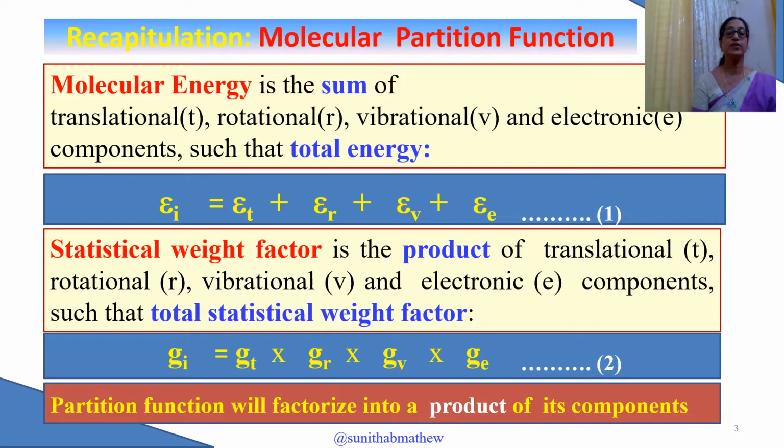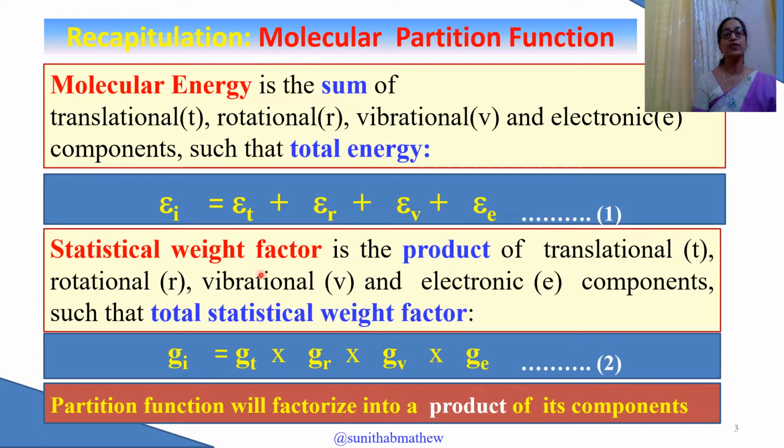In the previous lecture, we have seen the relation between molecular energy, statistical weight factor, and molecular partition function. We have seen molecular energy is given by the sum of translational, rotational, vibrational, and electronic components of energy, such that total energy can be written as Ei is equal to Et plus Er plus Ev plus Ee. Let this be equation number 1.